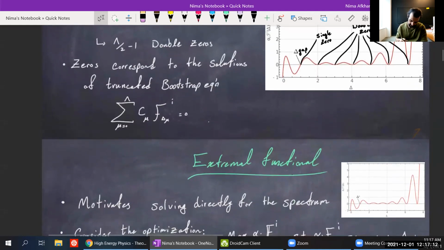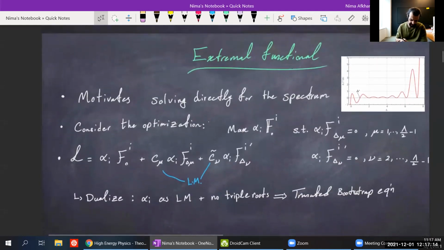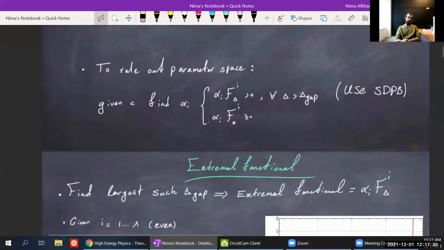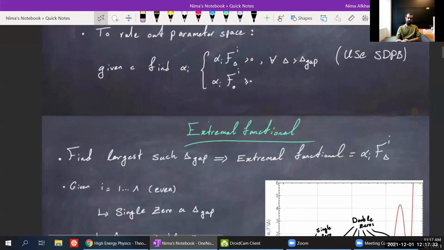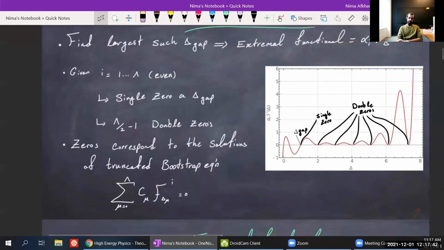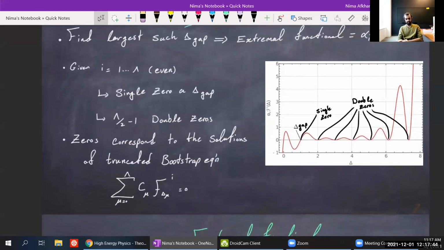Now, like I said, this motivates solving directly for the spectrum. But I don't want to just solve the truncated bootstrap equations, because in this accident that happened here, the number of double zeros was nicely lambda over 2 minus 1, and I'll describe why that's nice in a minute, but that won't happen in general. So I would like to write down the most general optimization problem. And I find it convenient to package this whole business in terms of some Lagrangian.